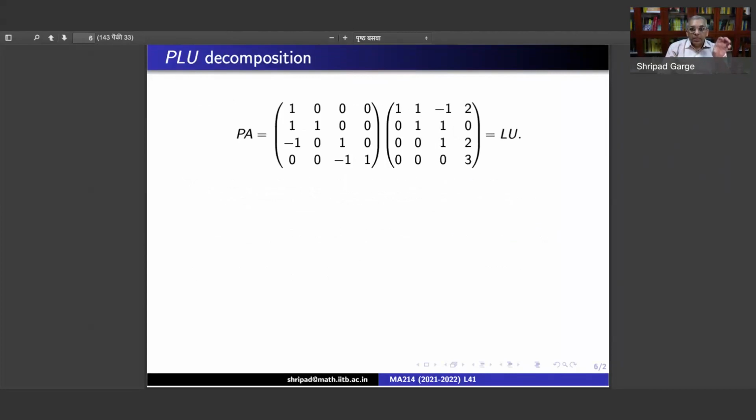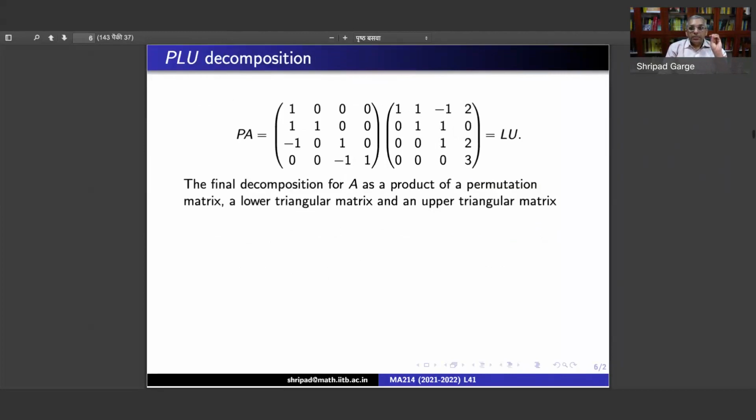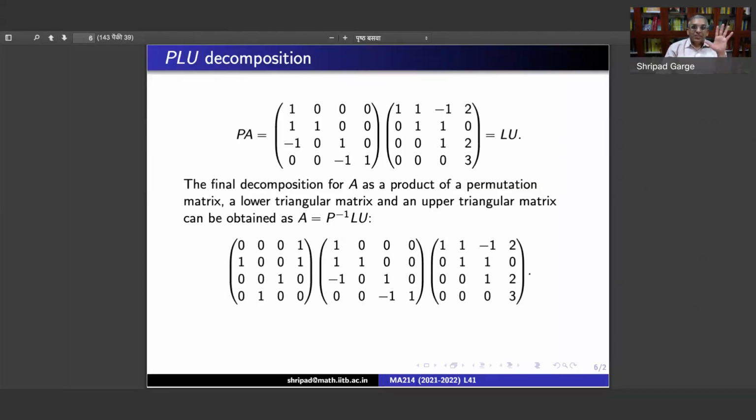And then the decomposition or the factorization for capital A is this. So this is the inverse of the earlier matrix. In the first column, we had 1 at the bottom. Now in the first row, we have 1 at the end. For a permutation matrix, the inverse is also given by taking the transpose. So we are simply taking the transpose. So this is the decomposition of our matrix A as a product of a permutation matrix, a lower triangular matrix, and an upper triangular matrix.